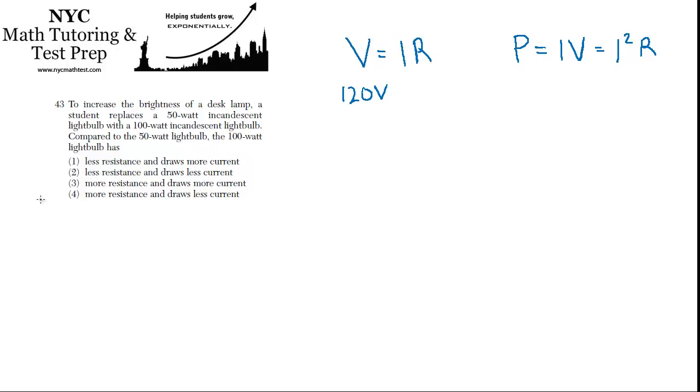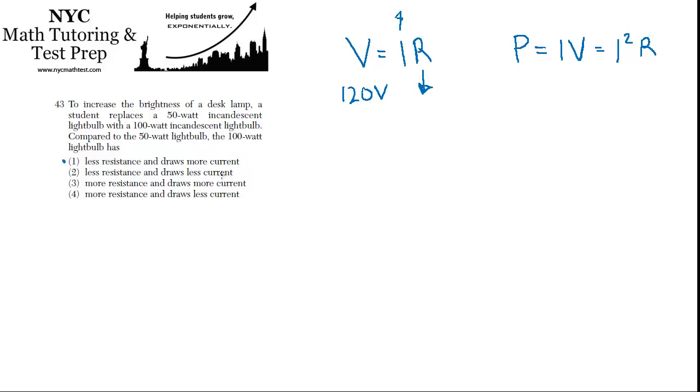So let's think about this. When you have this light bulb that's 100 watts instead of 50 watts, does it have less resistance and draw more current? Well, if the resistance goes down, then absolutely the current's going to go up, according to Ohm's law, right? And would that result in a net power increase? Yes, it would, because the current is being squared and the resistance isn't. So choice 1 is very plausible, and I think it's the best choice. But let's go through the others.